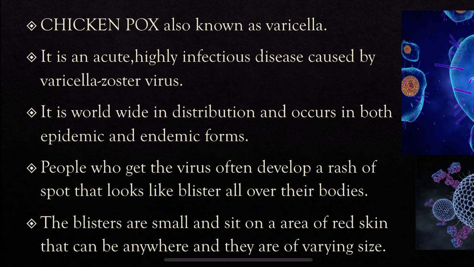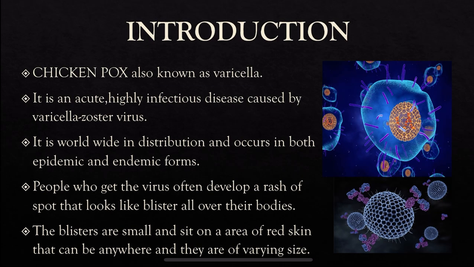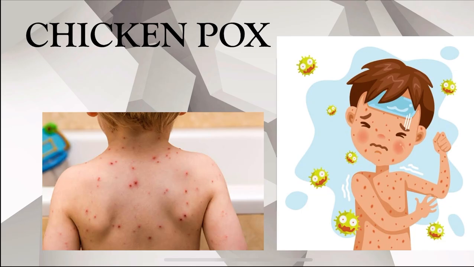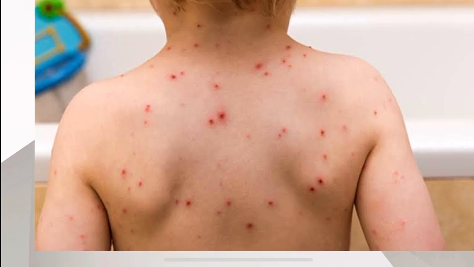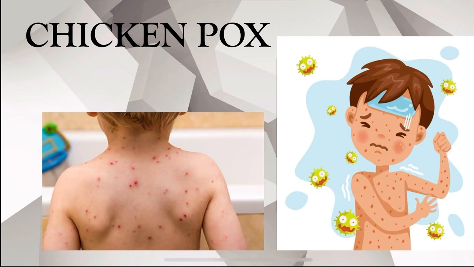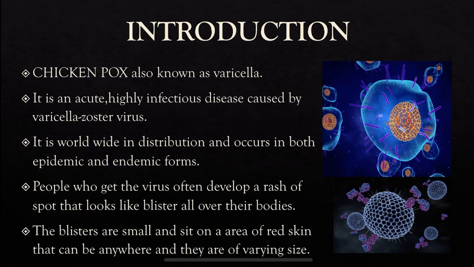People who get the virus often develop a rash of spots that look like blisters all over their bodies. As I said, there will be a vesicular rash. You can see here the vesicular rash that looks like blisters all over the body, the reddish rashes. The blisters are small. They sit on an area of red skin. They can be anywhere and they are of varying size.